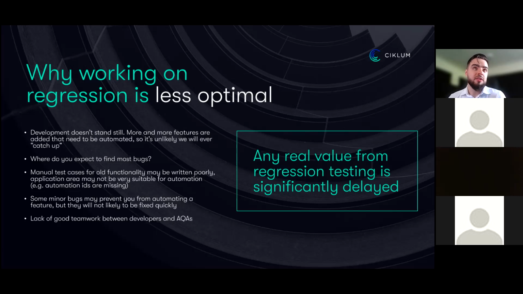And also, there can be a situation where, for example, some application area is not very suitable for automation. For example, some automation IDs are missing, if we're talking about UI tests. And if this feature was already released before, we have to ask the developer to go back to it and, for example, add automation IDs. And this requires some context switching.